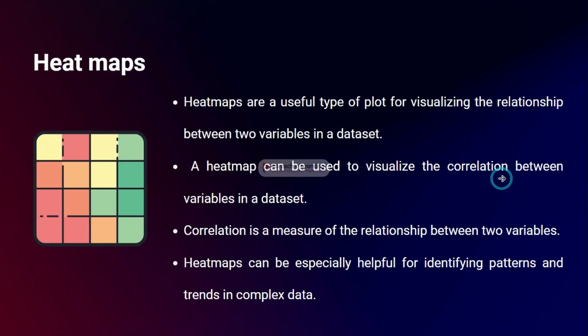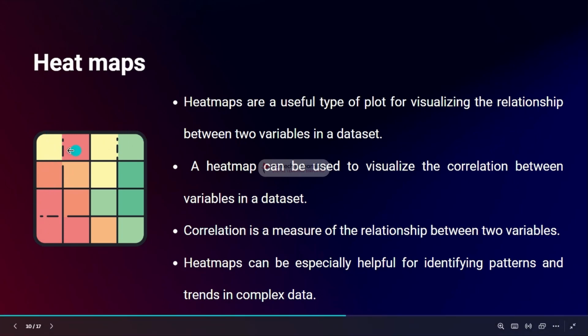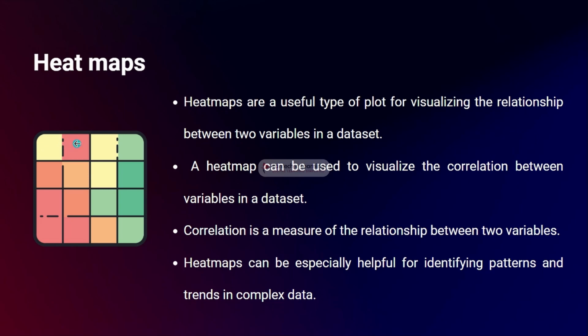So moving towards the next one, which is a heat map. Heat maps are a useful type of plot for visualizing the relationship between two variables in a data set. For example, if you have multiple columns, your x-axis and y-axis will both have the same column names. So how one is related with the other, how this is related with this one. Like that, you will have a cross match here. A heat map is used to visualize the correlation, whether, if both increase, what happens. A positive correlation means if one increases, the other also increases. A negative correlation means vice versa. If one increases, the other one decreases.